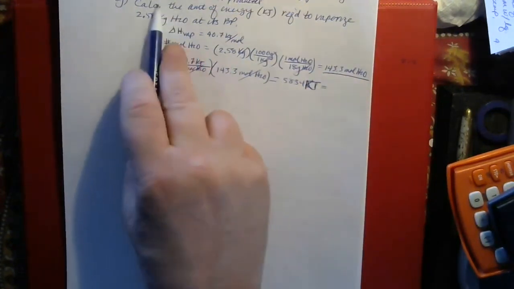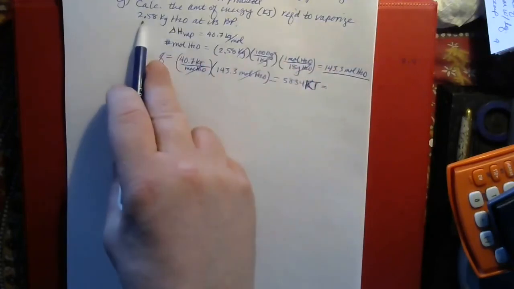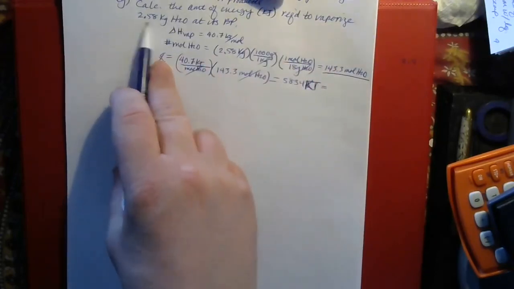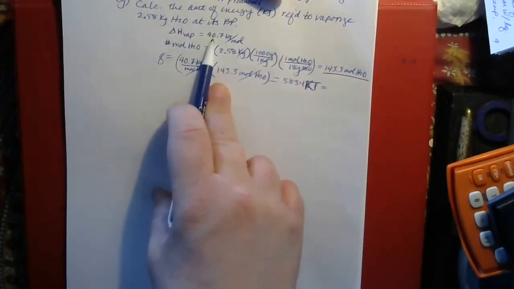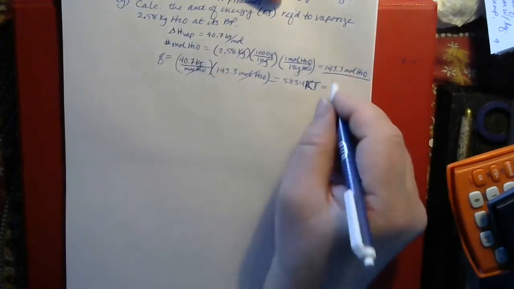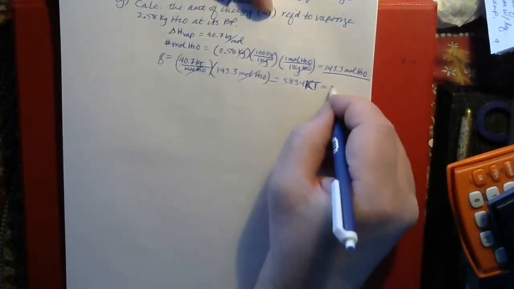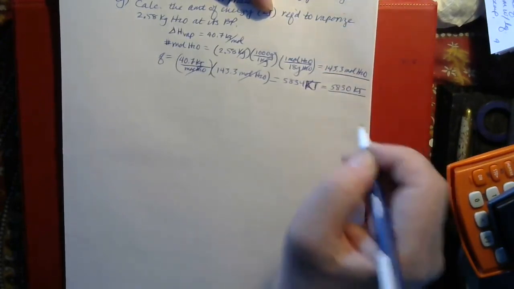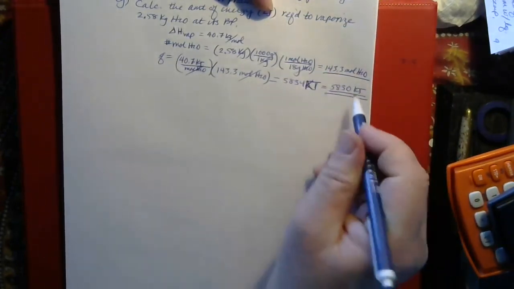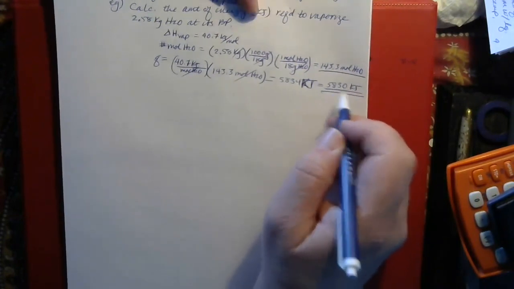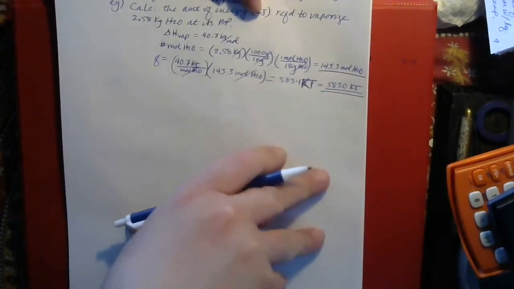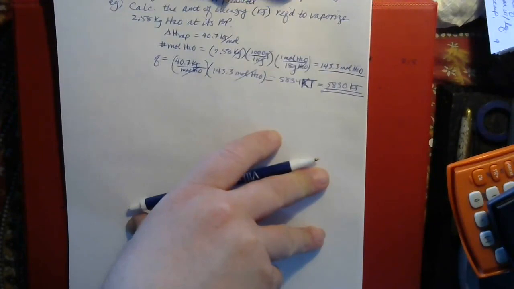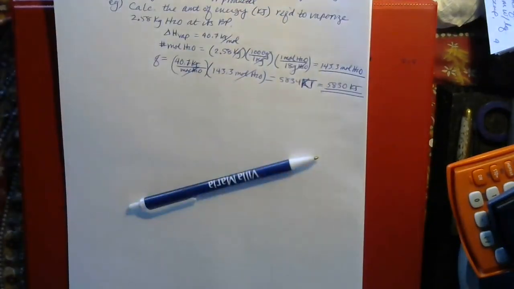For significant figures, 2.58 was only 3 significant figures, and the heat of vaporization was only 3 significant figures. So 5834 should be rounded off to 5830 with no decimal point. So 5830 kilojoules. And so this is how you can use heat of vaporization as a conversion factor.